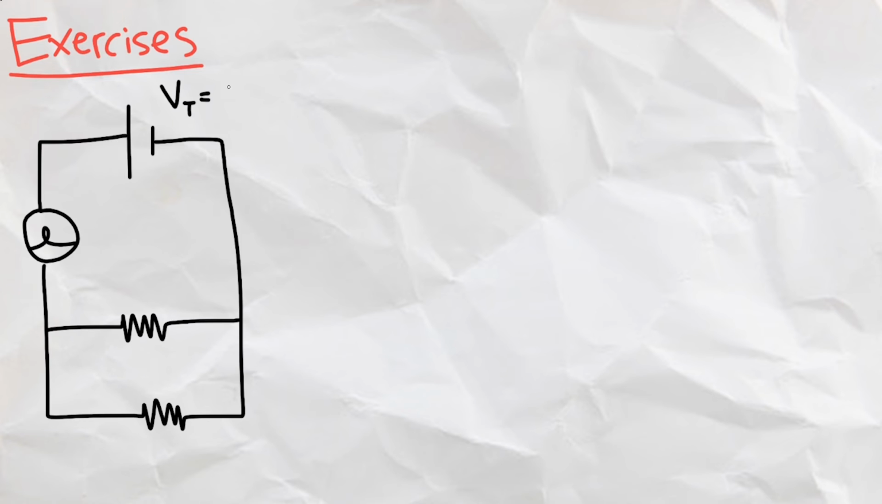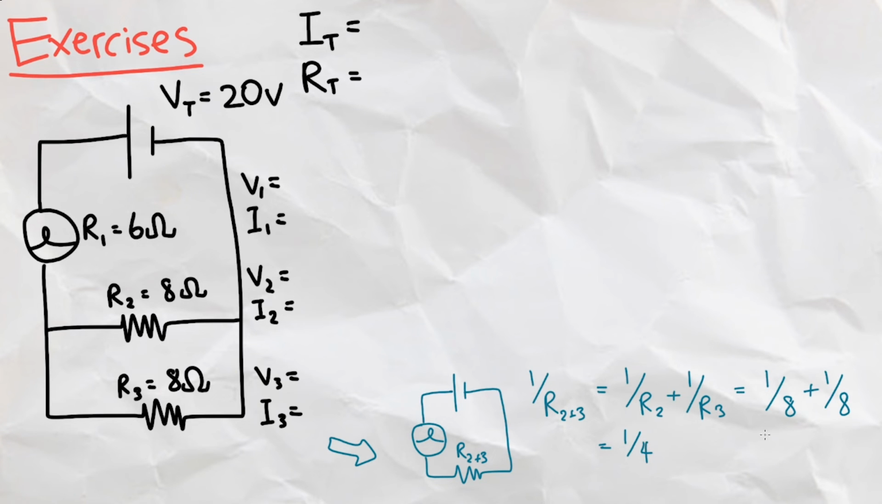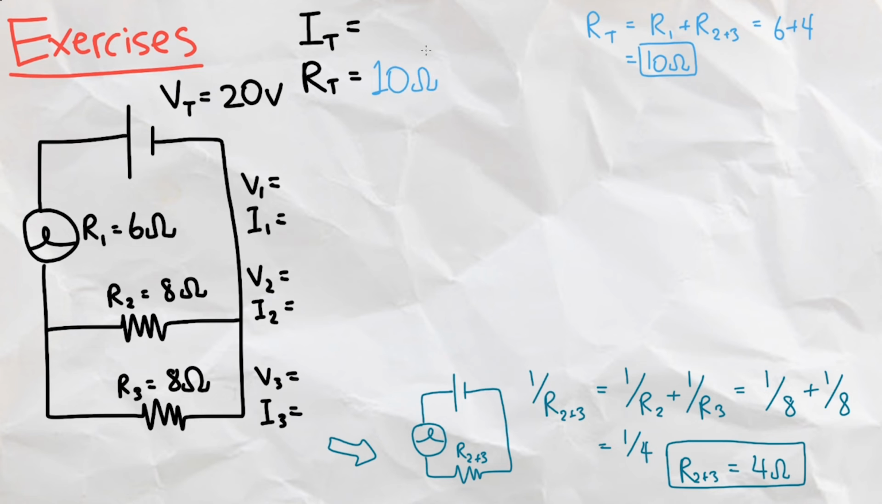So now, how about a series parallel circuit? What are the missing numbers here? We want to treat the resistors in parallel as a single resistor. Using the parallel resistance formula, we see that the parallel resistors have a combined resistance of 4 ohms, which means that the total resistance of the entire circuit is 10 ohms.